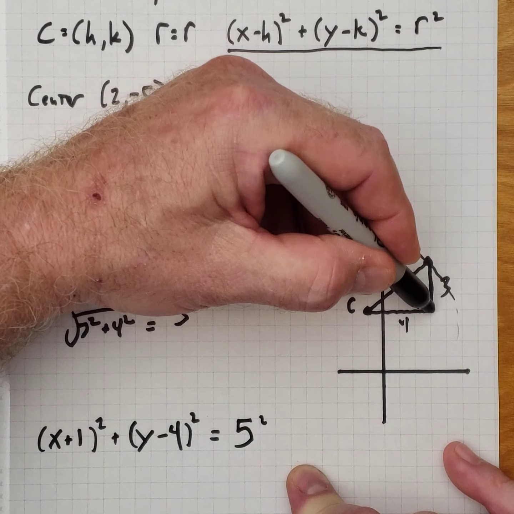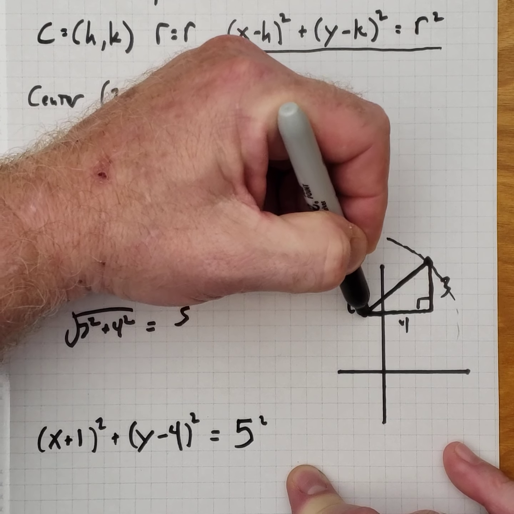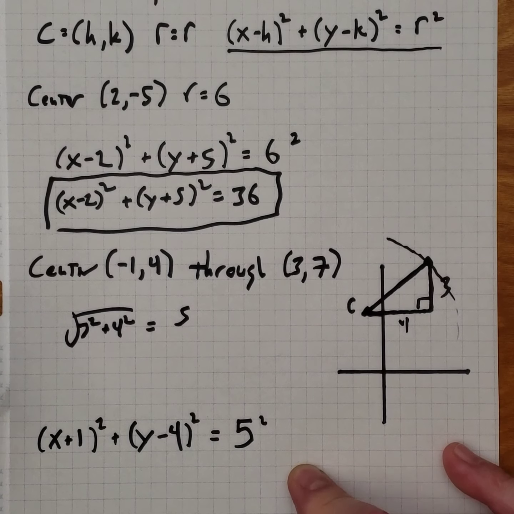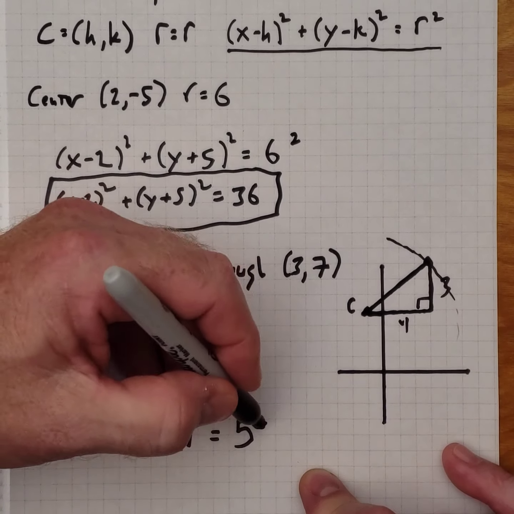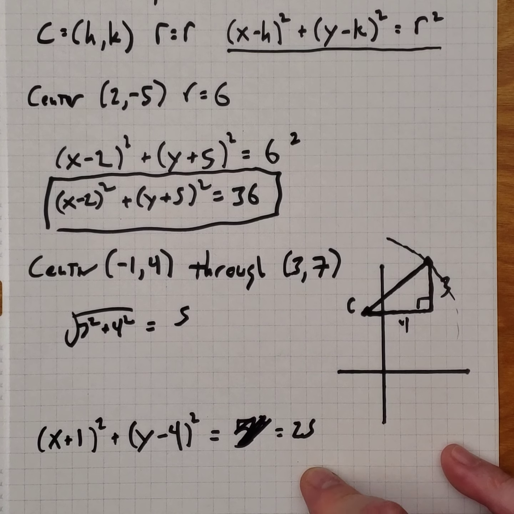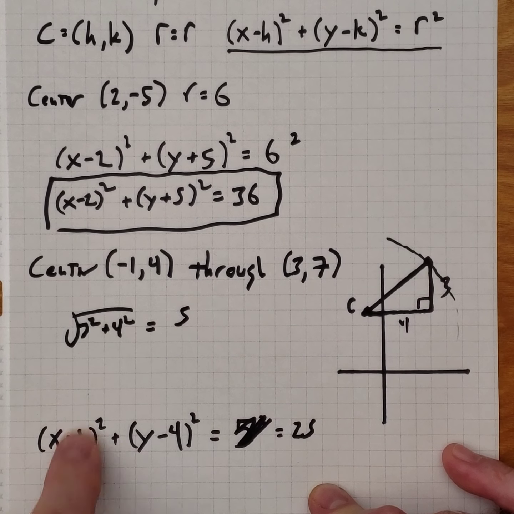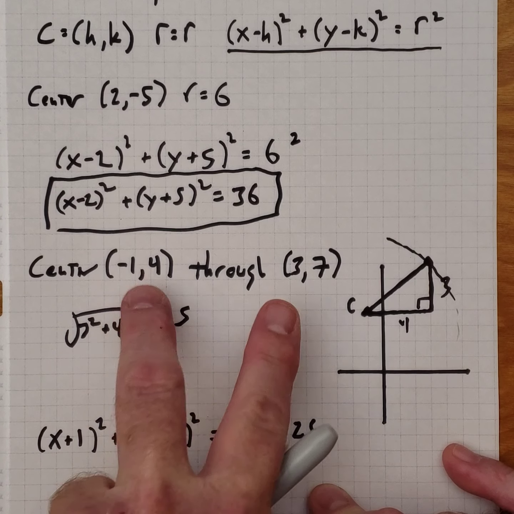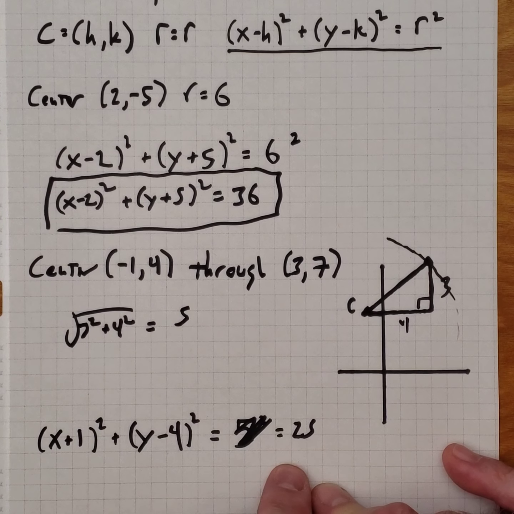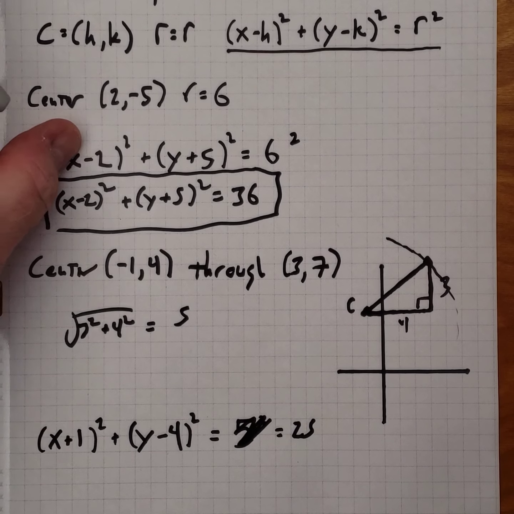And again, that makes sense. If this line segment is 3 units long, this one's 4 units long, then that one's a little bit longer than 4, and 5 is a little bit bigger than 4. And of course, we want to write that as 25 instead of 5 squared. Okay, so if we got the center and a point on the circle, we get our x and y coordinates for free. And then all we have to do is find the distance between those two points, and that gives us the radius. Okay, so not much more difficult.